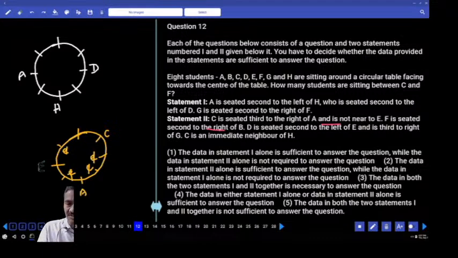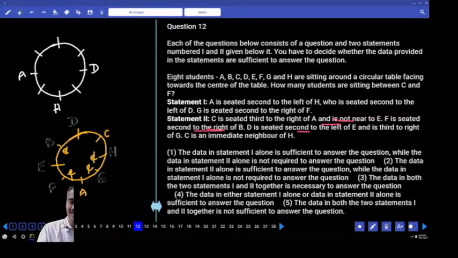If E is here, and D is seated second to the left of E, D is at this place, and D is second to the right of Z. And C is an immediate neighbor of H, so C and H are together. C is second to the right of A and is not a neighbor of E. F is seated second to the right of B, so F is here.